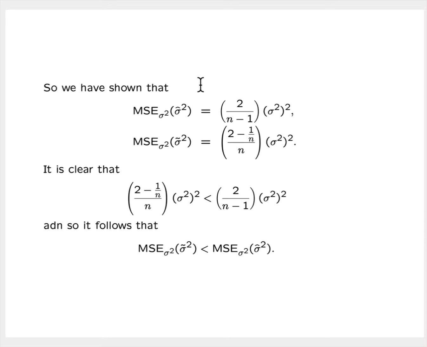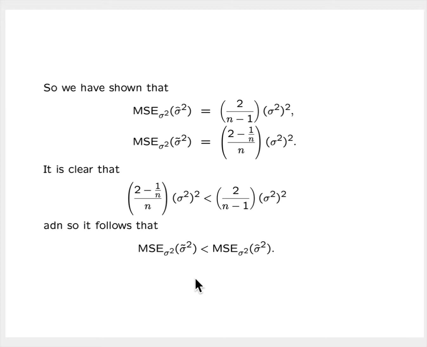Okay, so we've shown that the MSE of sigma hat squared is equal to 2 over n minus 1 times the square of the population variance. We have shown that the MSE of sigma tilde squared is equal to (2 minus 1 over n) all over n times the square of the population variance. And so it's clear that (2 minus 1 over n) all over n times the square of the population variance is strictly less than 2 over n minus 1 times the square of the variance.